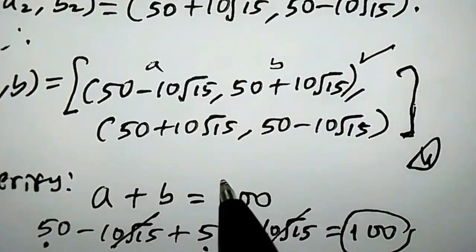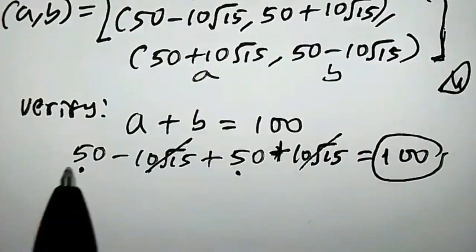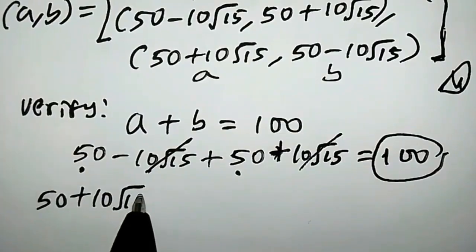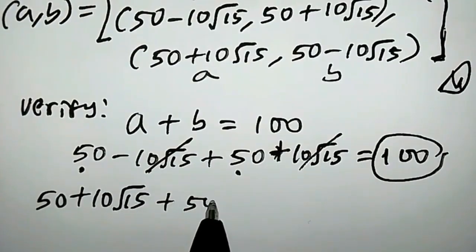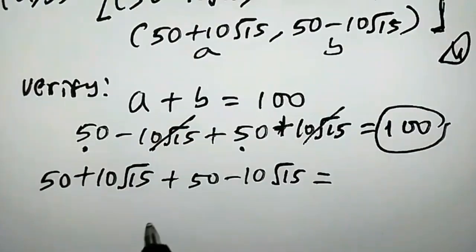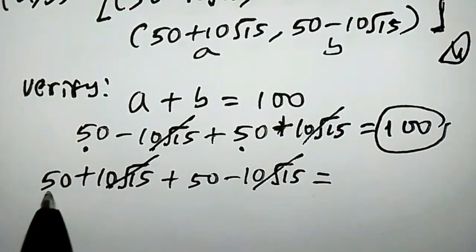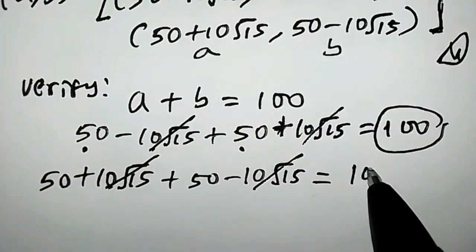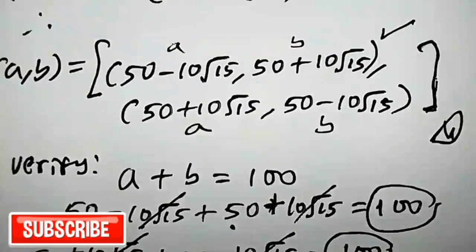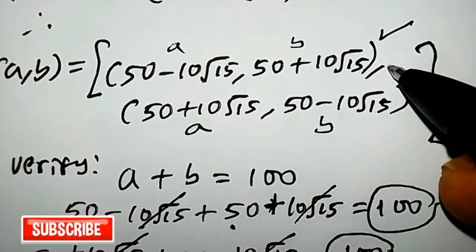Let's verify the second one. This is our a, while this is our b. Plugging it here, we have 50 plus 10 root 15 plus 50 minus 10 root 15. This is equal to, similarly, 10 root 15 minus 10 root 15 goes, 50 plus 50, that is simply 100. This is also exactly what we have on this right hand side. So indeed, the second solution is also correct.